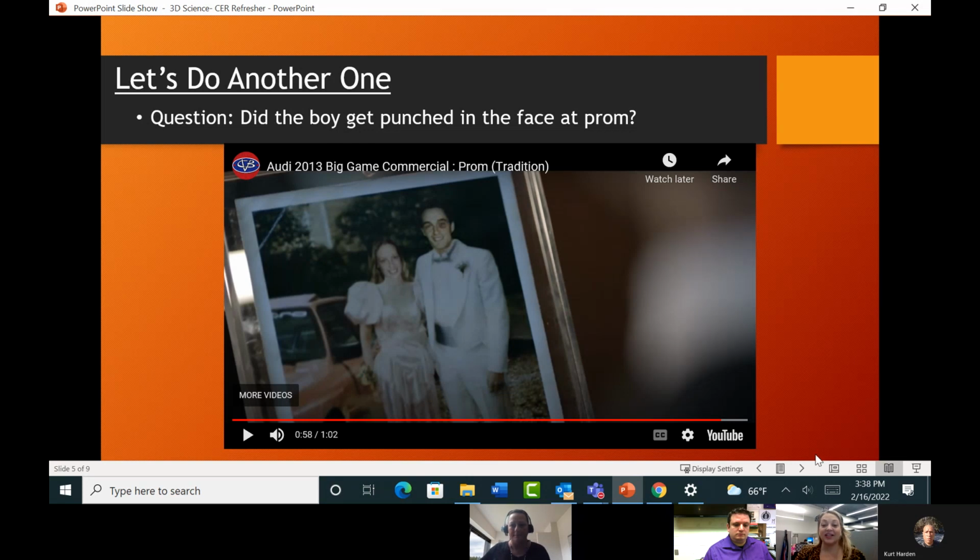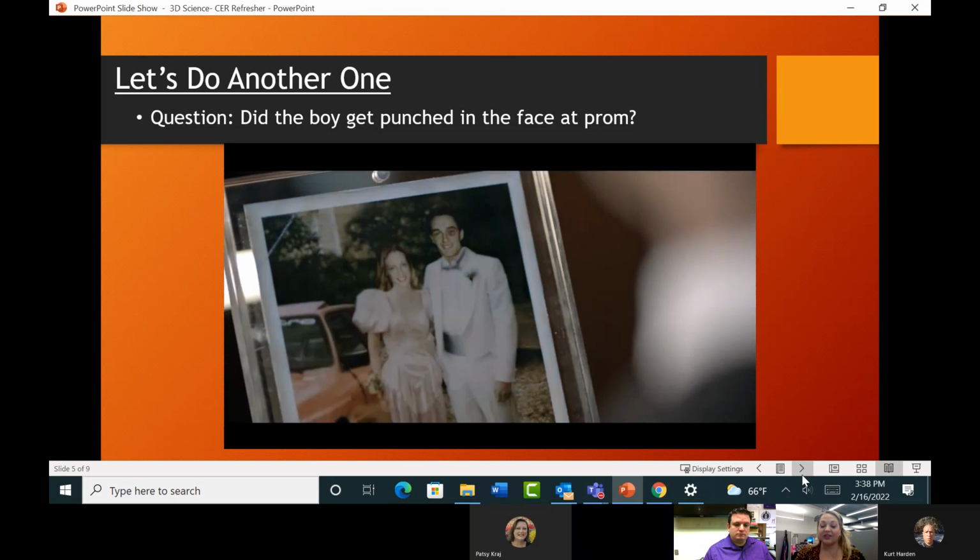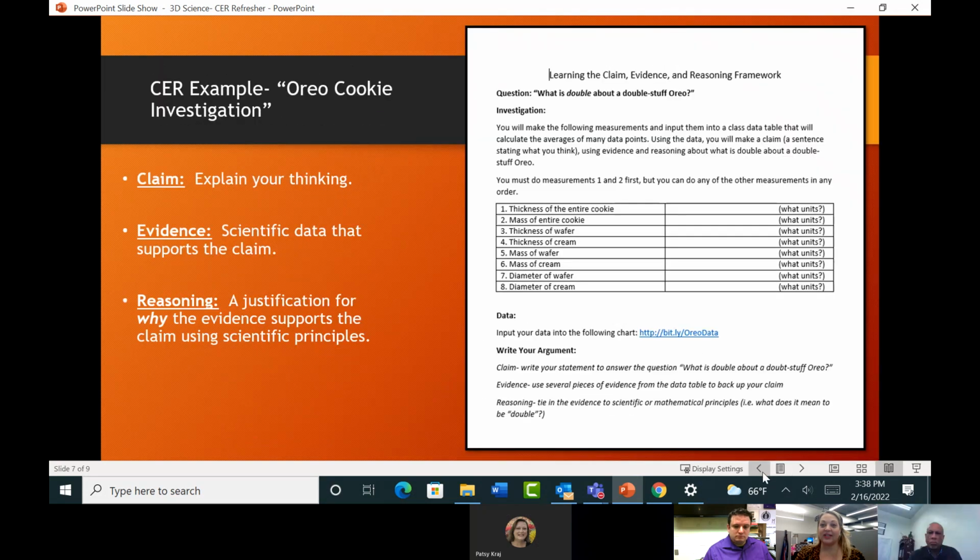Let's take a look at a science example that you can use after you've introduced the CER framework with your students with these non-science examples. This is an activity that I found in an article, and I'm going to post this article with the training video as well. But this is called Learning the Claim Evidence Reasoning Framework. We are going to do an Oreo cookie investigation. The question is, what is double about a double stuffed Oreo?